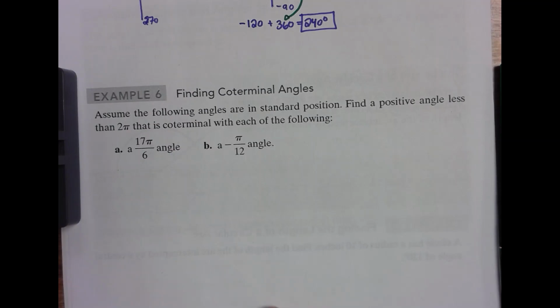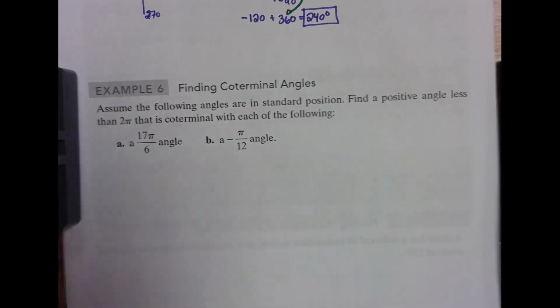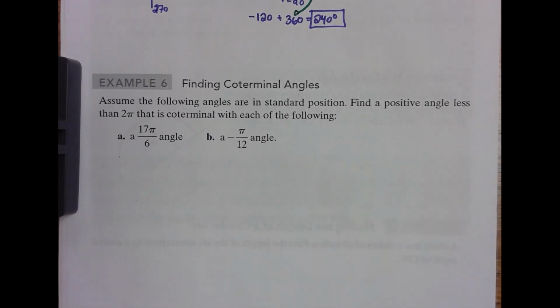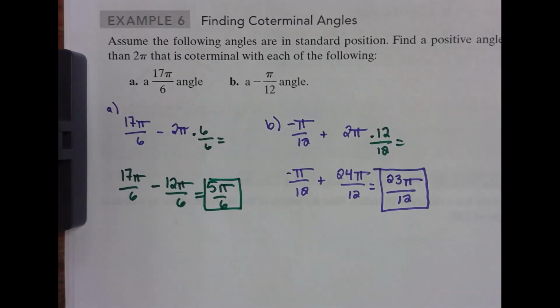Let's have you all find the coterminal angles here, but with radians as opposed to degrees. You're going to have to work with the fractions here and add or subtract 2 pi. So let's have you all practice that. I'm going to give you a couple minutes to do so.